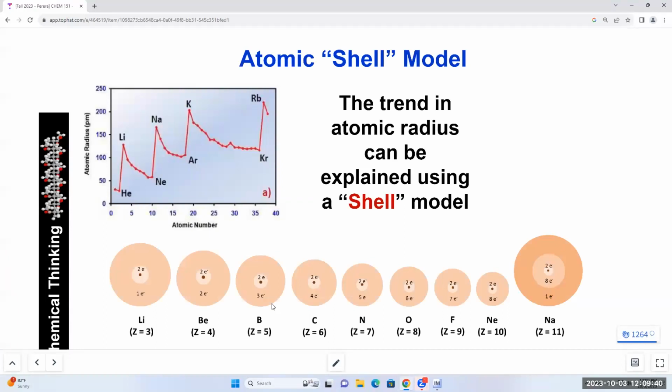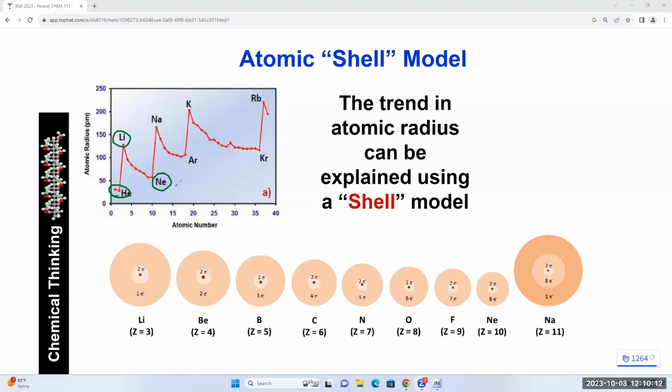We assume that each period is a shell. And that is called the shell model of the atom. So we know, for example, let's take the second period, which starts with lithium and ends with neon. In the first period, we only have two elements. That means that's the first shell. And the second period, we go from lithium to neon. That has two shells now, the first shell and the second shell.